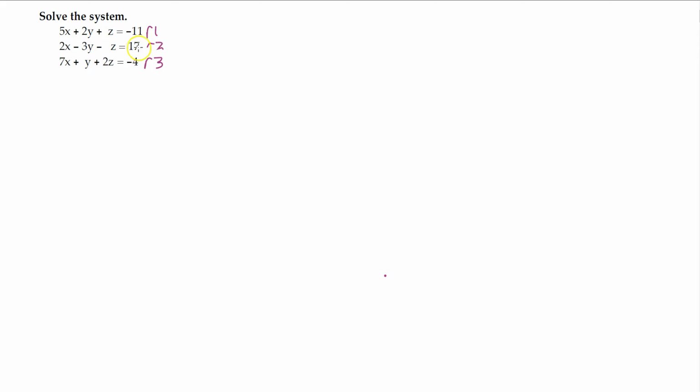So for example, notice if I add row 1 and row 2 together, and I actually want to write a little script here, row 1 plus row 2. And with addition, I would normally do this in my head, but that won't help you much to see the steps. 2x minus 3y minus z equals 17. If I add these together, what happens is the z terms eliminate. That's what we want to have happen. Somehow we want to eliminate variables.